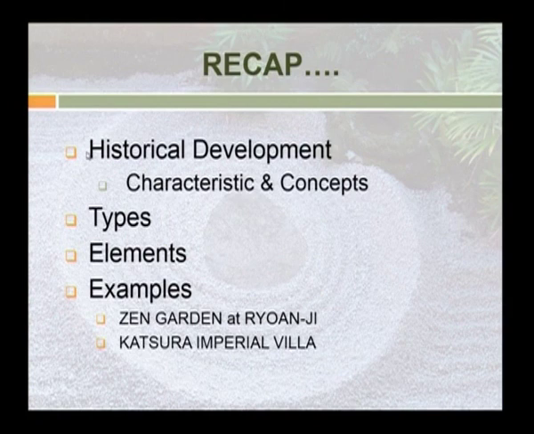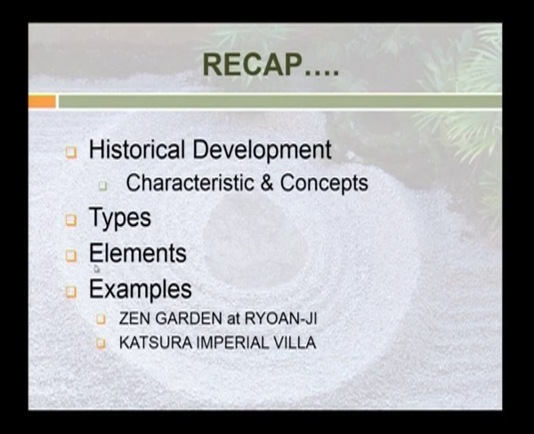With this, we come to the end of this lecture. In this lecture we discussed Japanese gardens. We started with the historical development of Japanese gardens, and we discussed the development of different characteristics and concepts. We discussed concepts such as kaiyu, karesansui and shakkei, and then we looked at 3 different types of Japanese gardens: the landscape garden with hill and lake, the flat garden and the tea gardens.